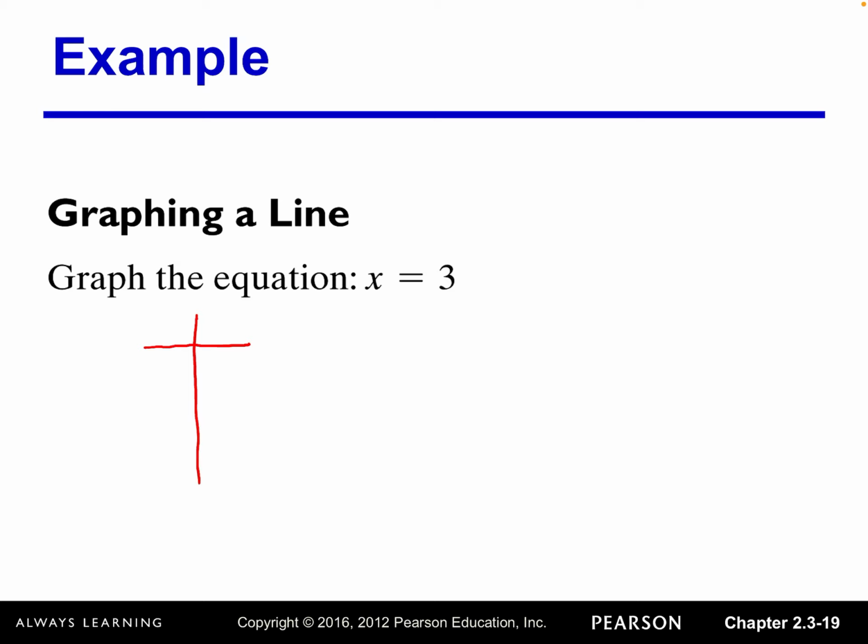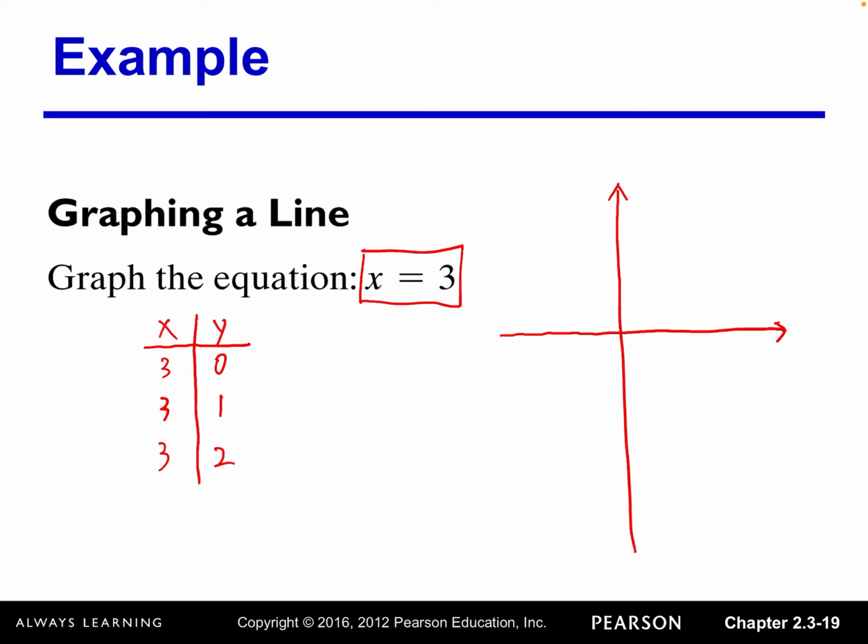So now if we want to graph the equation x equals 3, we can form a data table. This equation only contains variable x, right? It doesn't have variable y. So that means y can be any number. As long as x equals 3, y you can choose any number, maybe 1, maybe 0, maybe 2, okay, any number. And then we can graph those points and see what kind of line we can get.